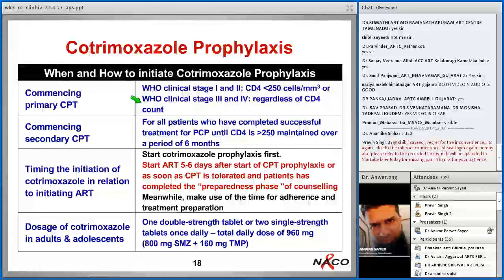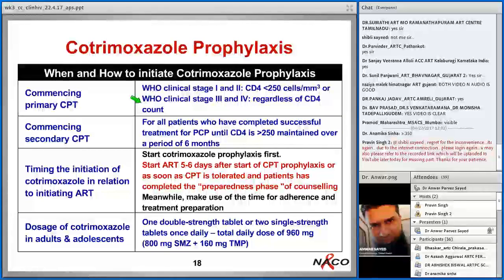Now for children, as per WHO, it is recommended for HIV exposed infants at 4 to 6 weeks of age. What is an HIV exposed child? It means a child who is born to an HIV positive mother. Continue until breastfeeding is stopped and HIV infection is excluded. So after 4 to 6 weeks, we need to start Cotrimoxazole for all HIV exposed babies.